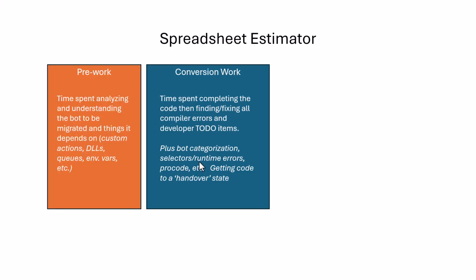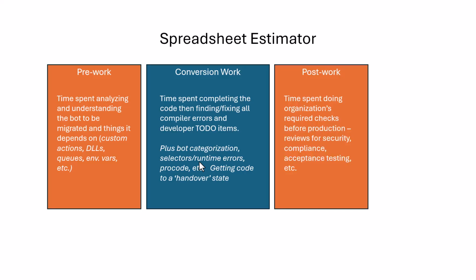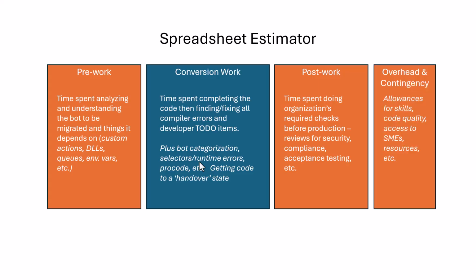It also accounts for pre-work. That's the time spent analyzing and understanding the automations before you do the conversions. The time spent doing an organization's typical checks before production, like security, compliance, acceptance testing. And it also allows for overhead and contingency to account for things like skill variations across your staff, the quality of the original code, access to subject matter experts, and more.